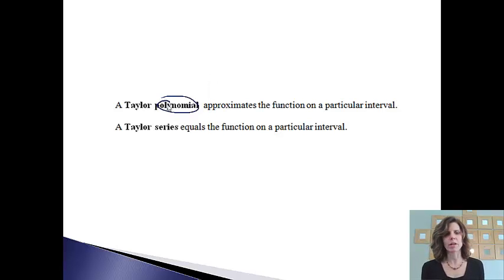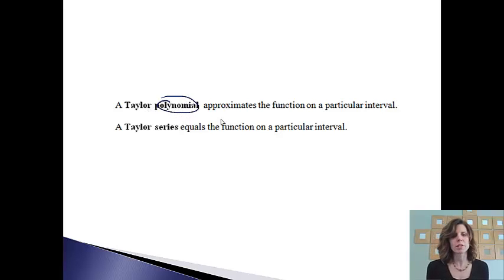Basically, if you're taking a function that might be semi-difficult to work with, what we're going to try to do is come up with a polynomial that is similar to that function, that takes on the same characteristics, because polynomials are a lot easier to work with than some of the more complicated functions. So that's the whole purpose behind a Taylor polynomial or series.